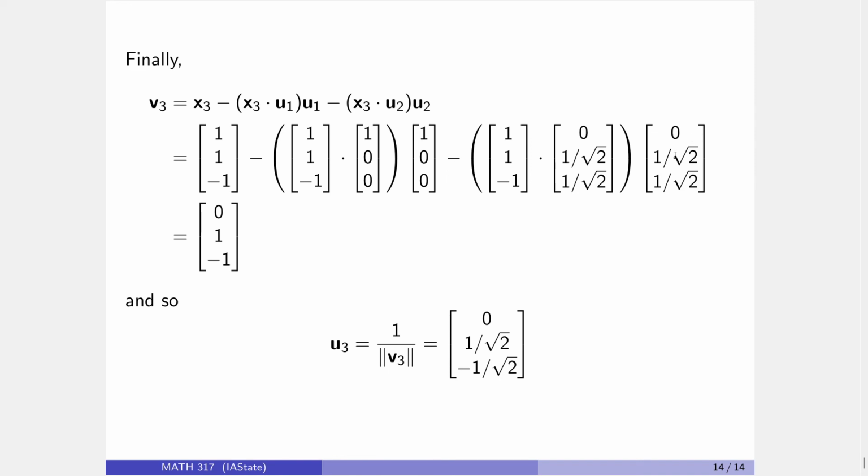The algebra and arithmetic you have to do is a little more complicated, but not awful. But anyway, you pick up your v3, and then to finish things off, you divide out by its length, and then that's missing. Yeah, you know, 1 over a real number is equal to an element of R3.